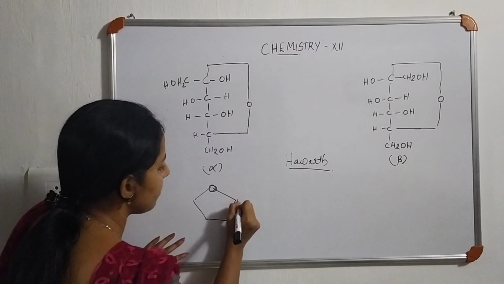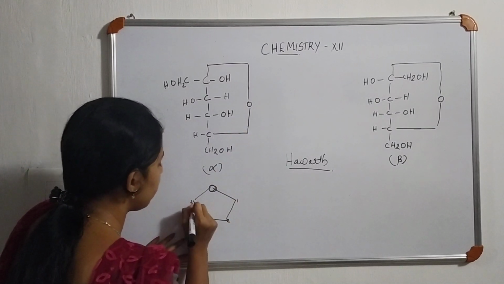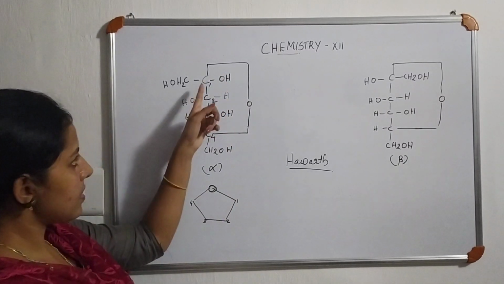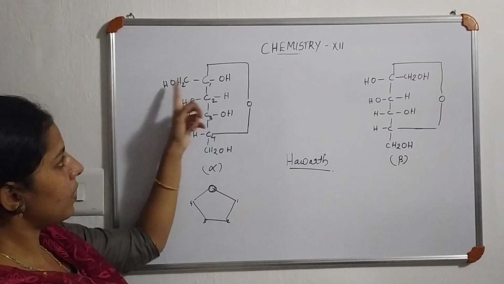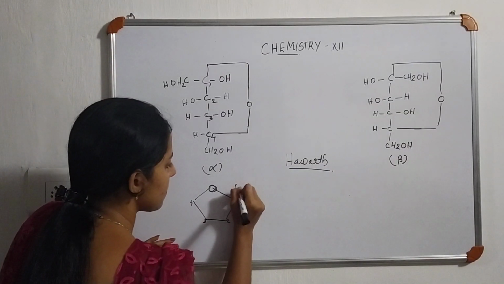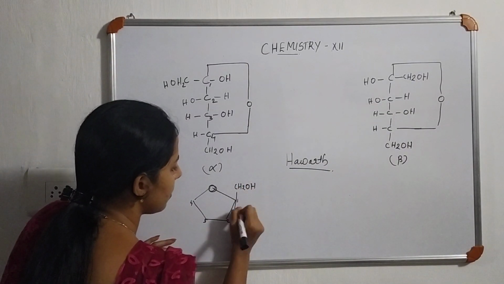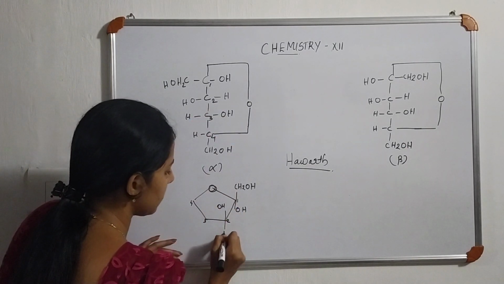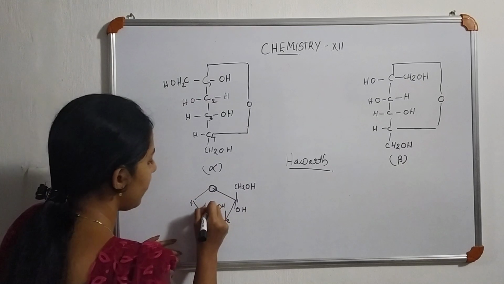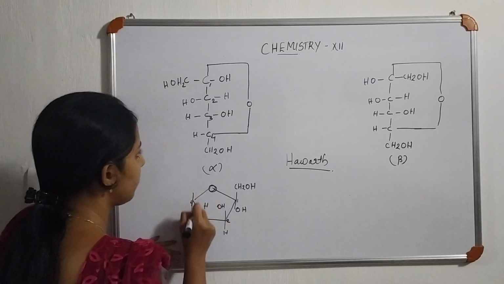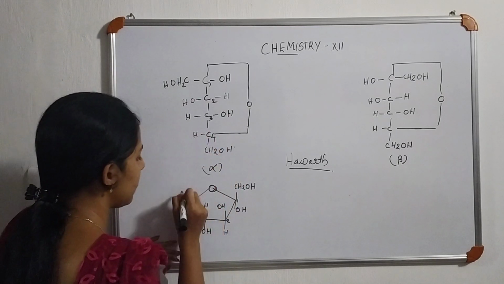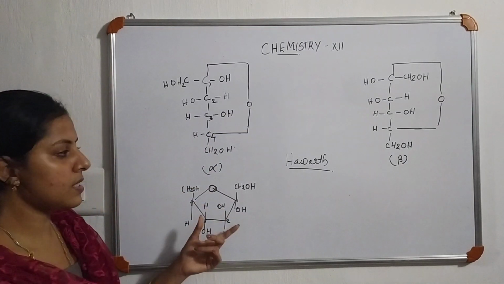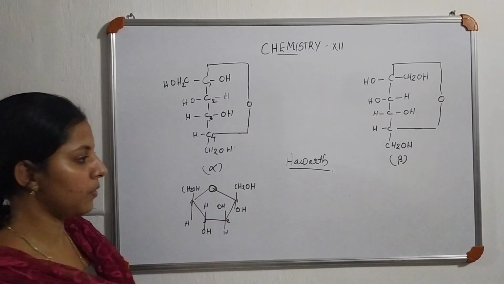And here this is the first carbon, second carbon, third carbon and fourth carbon. First carbon contains CH2OH and OH. So CH2OH, OH. Second carbon, OH, H. Third carbon, H, OH. Fourth carbon, CH2OH group and H group. CH2OH, H. So this is the Haworth projection of alpha D fructose.